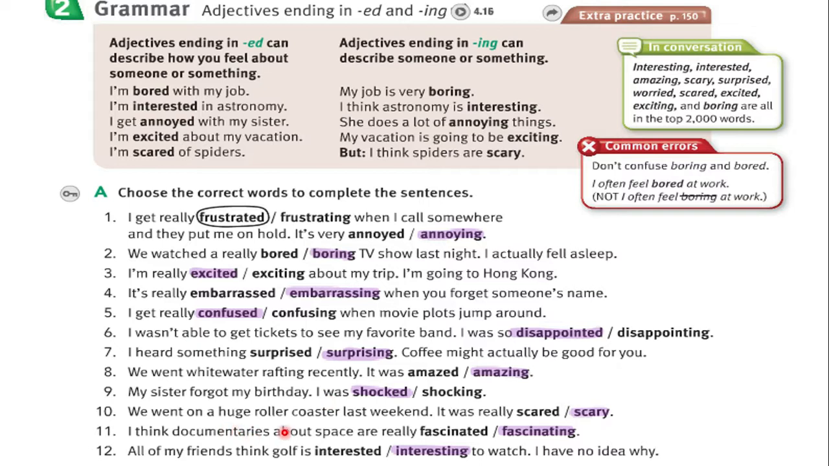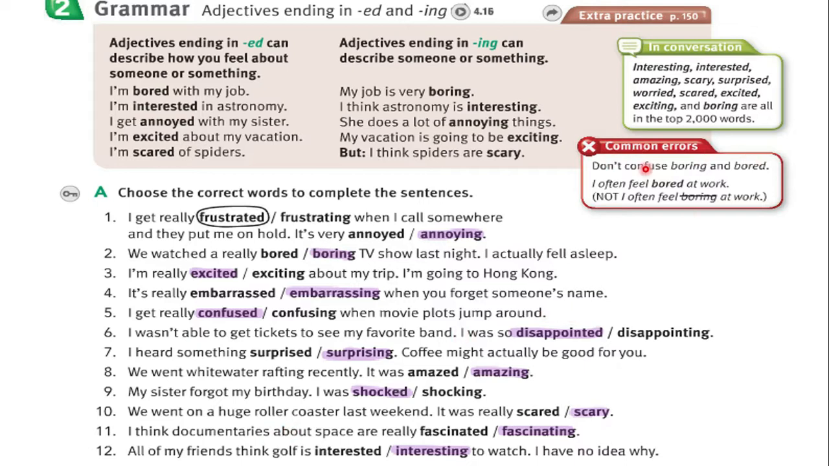I think documentaries about space are really fascinating. I am describing the documentaries. Documentaries are fascinating, and all of my friends think golf is interesting to watch. All of my friends think that golf is interesting to watch. I have no idea why. So this word interesting is describing the sport golf. Okay? So that is why you have to differentiate.